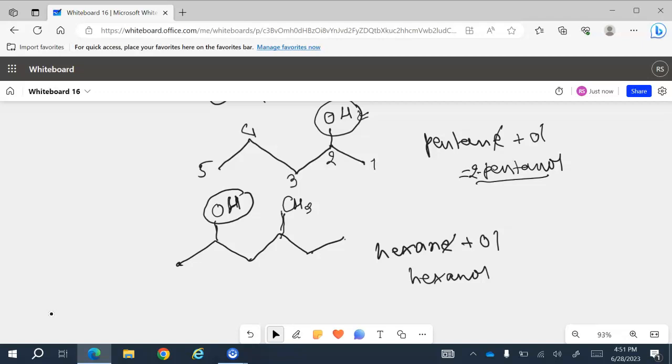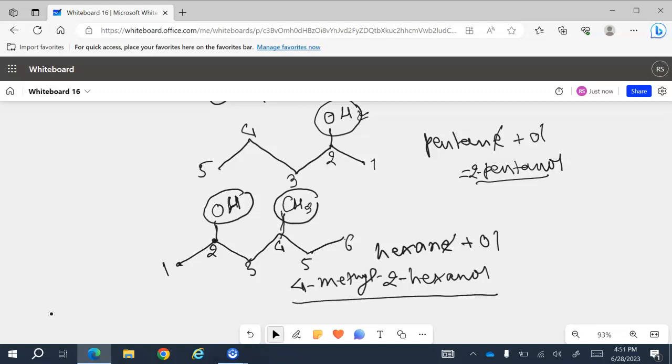But we need to specify the position of the OH group. So that is why we need to number the chain. Again, we try to give the least number for the carbon with the OH group. So 1, 2, 3, 4, 5, 6. So it is 2-hexanol. Once we give the position 2, now the substituent here is in position number 4. So 4 has the methyl substituent. 4-methyl 2-hexanol will be the name of this alcohol.